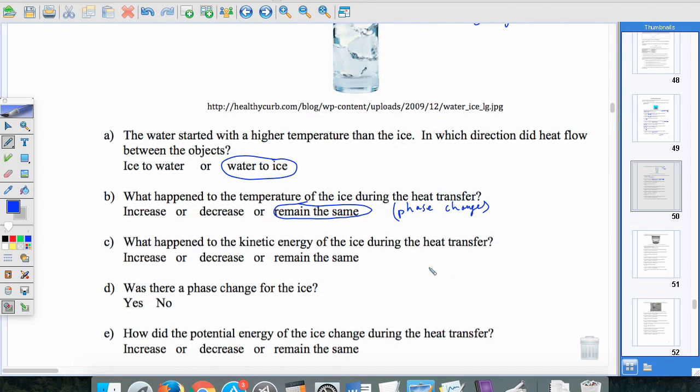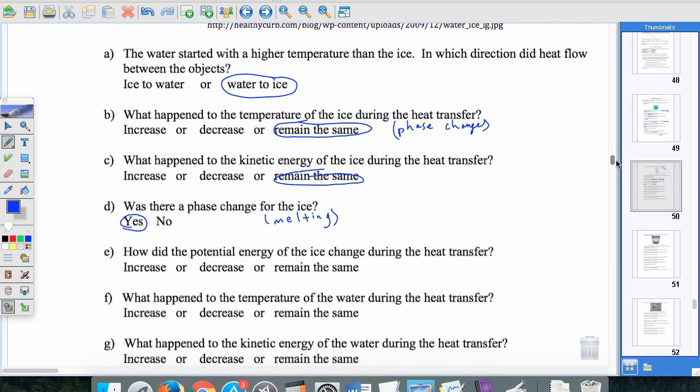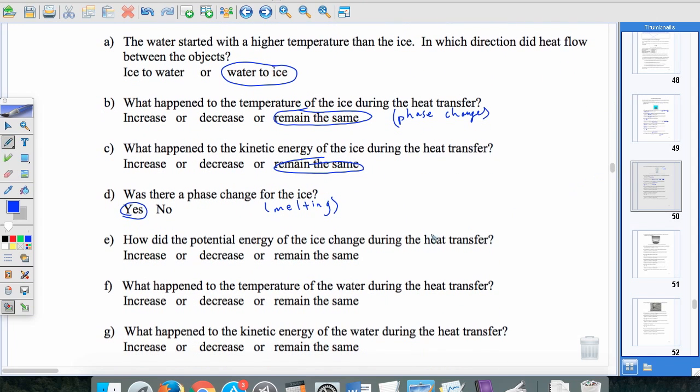What happened to the kinetic energy of the ice during the heat transfer? Well, if the temperature is the same, kinetic energy is the same. Was there a phase change for the ice? Yep, it's melting. It's going from solid to liquid. How did the potential energy of the ice change during the heat transfer? As we melt, as we go from solid to liquid, we're adding energy to it, and the energy that we're adding is potential energy. So we're increasing the potential energy.